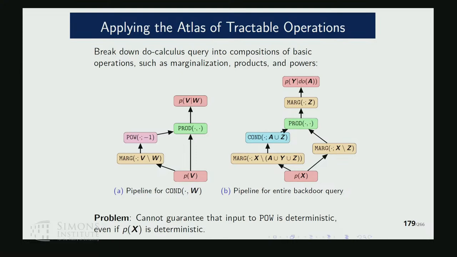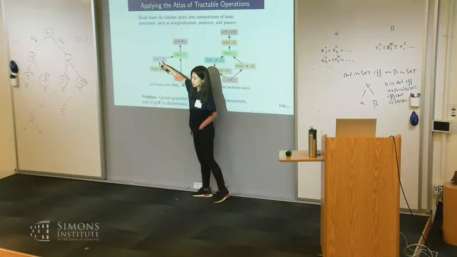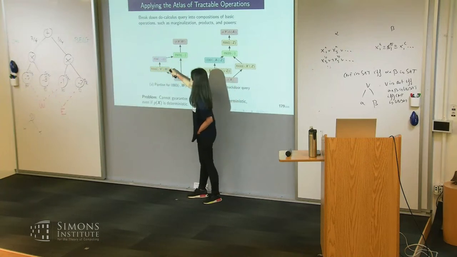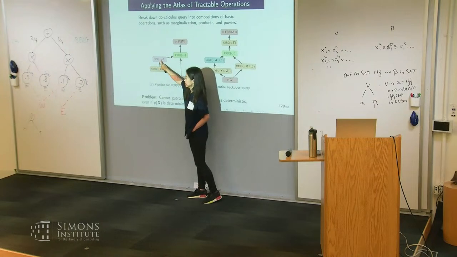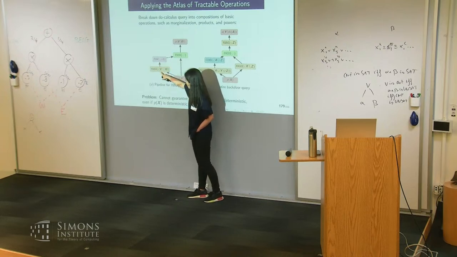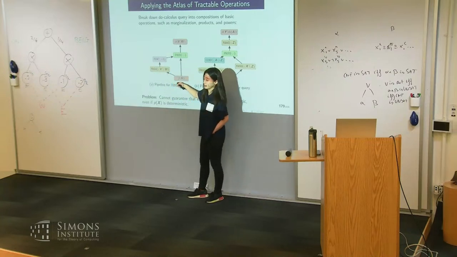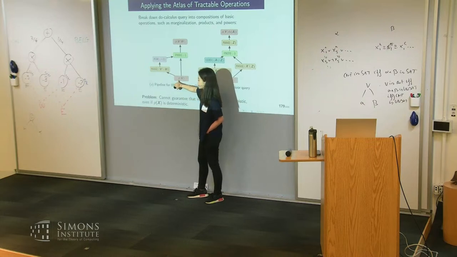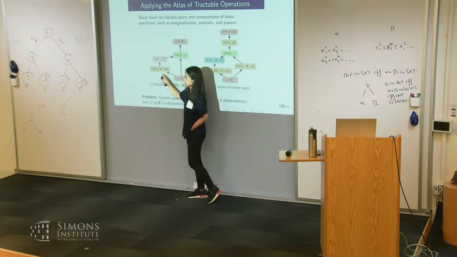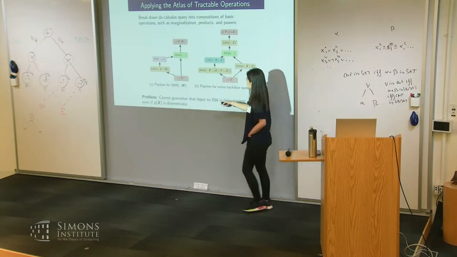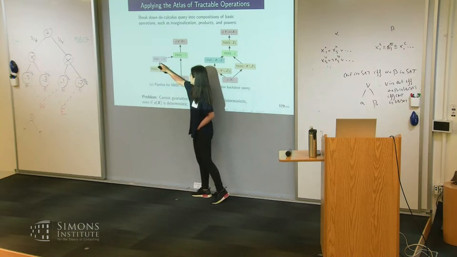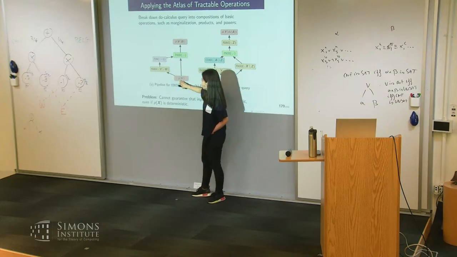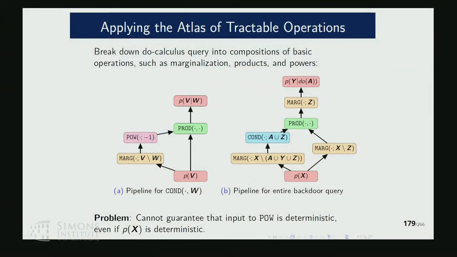I can repeat it. Basically we have this power, like an inverse operator, and referring back to the atlas composition of operations table, to compute the inverse of a circuit, we need the input to be deterministic. Well, what is the input to this operator? The output of marginalization of circuit P, right? So the problem here is that even if this initial circuit P is deterministic, after marginalization the output might no longer be deterministic. So now we need a way to guarantee that after marginalization, you can feed it into the power operator, meaning we want some property of this initial circuit that would guarantee us determinism after marginalization.